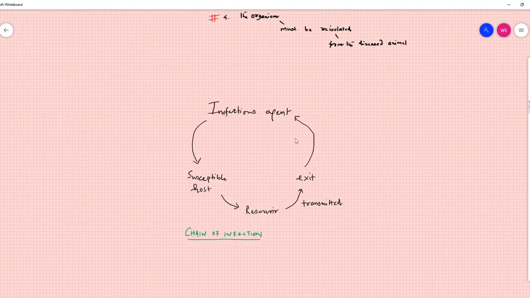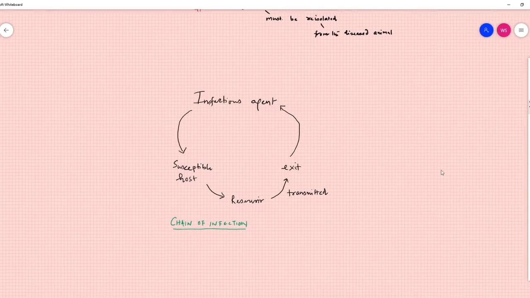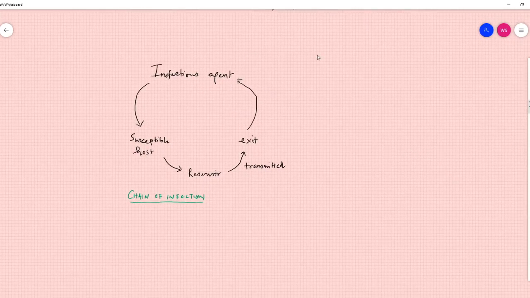So if our goal is to treat an infectious disease, then what we can do is interfere with the chain of infection. If we break the chain of infection, we can reduce the incidence of the disease. There are different ways in which we can break the chain of infection.